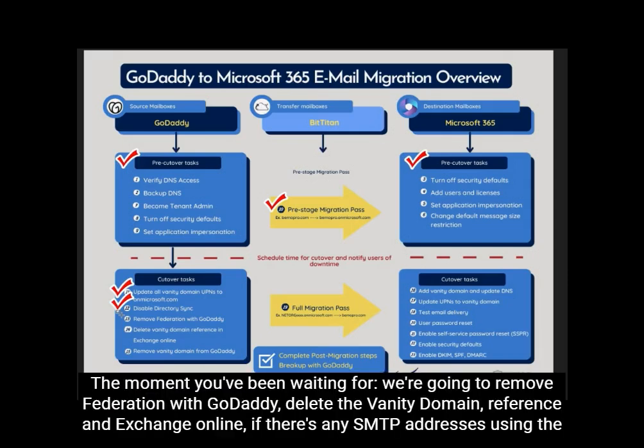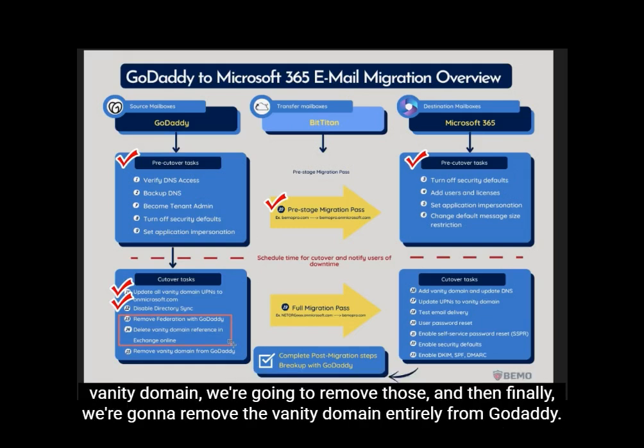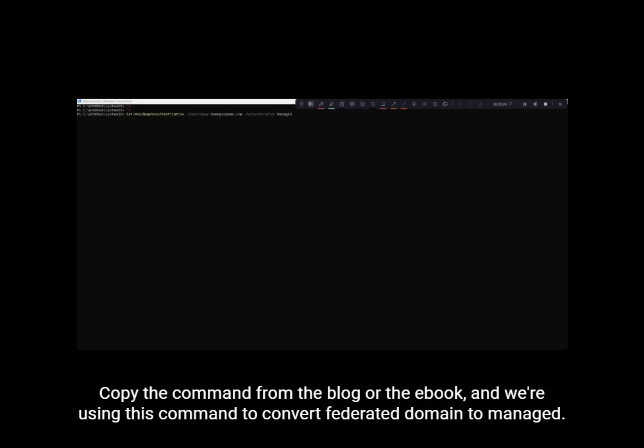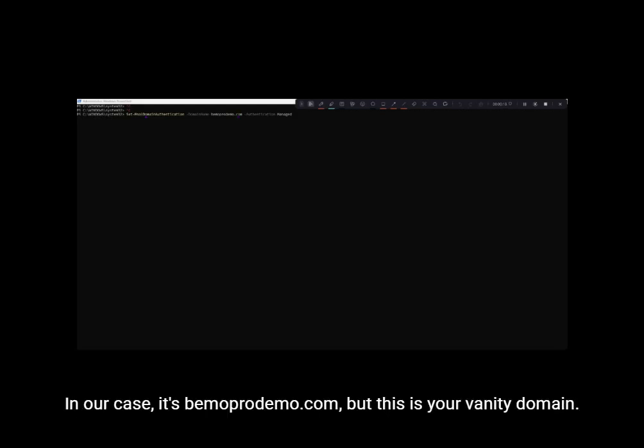The moment you've been waiting for: we're going to remove federation with GoDaddy, delete the vanity domain reference in Exchange Online, and if there's any SMTP addresses using the vanity domain, we're going to remove those. And then finally, we're going to remove the vanity domain entirely from GoDaddy. Copy the command from the blog or the ebook. We're using this command to convert federated domain to managed. In our case, it's bmoprodemo.com, but this is your vanity domain.